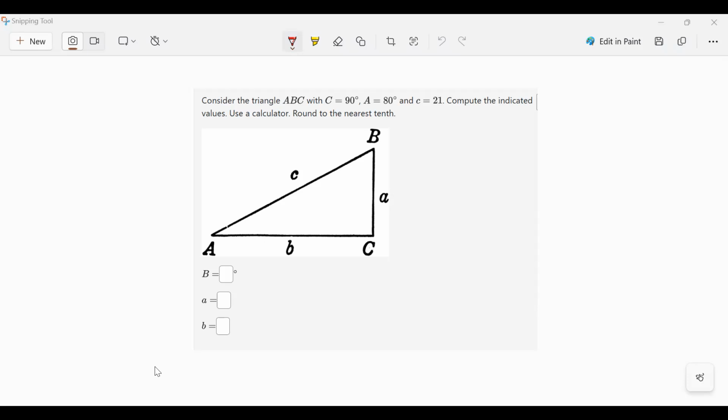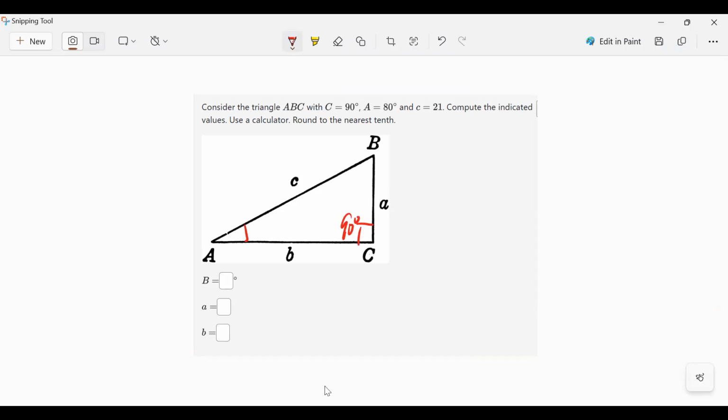And let's go over the solution. C is 90 degrees, so the other two add up to 90 degrees. A is 80 degrees, and angle B will be 10 degrees. So we figure out angle B. And then to find A, we need to use the trig identities, right?